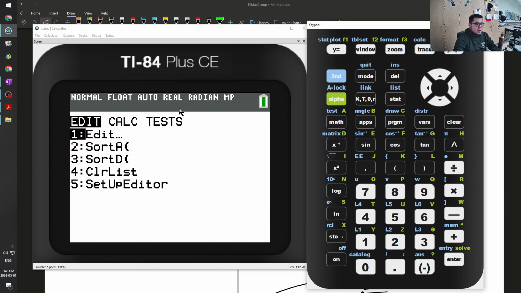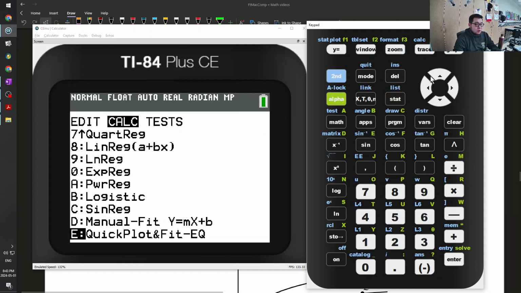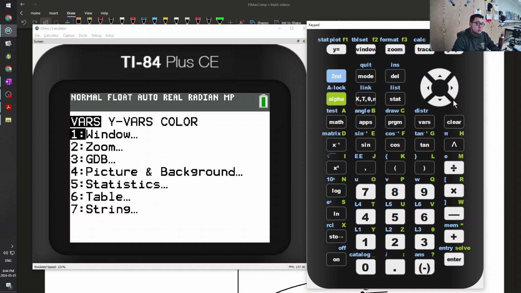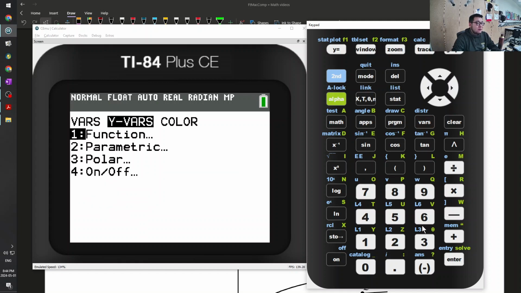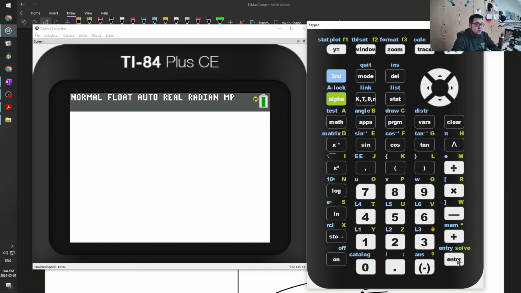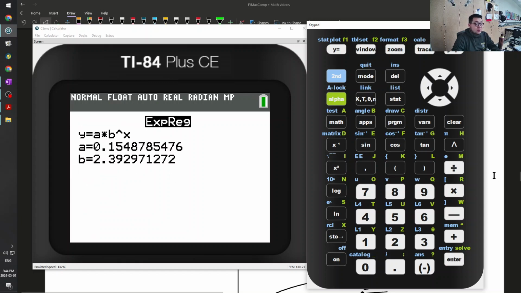With stat calc, then press 0 for exponential regression. Then list 1 is second 1, comma, list 2 is second 2, comma, y1 is under variables, so that you don't have to type into y1. So under variables, press right for the y variables, go to function, and then go to y1. Okay, then it will do the exact same thing as your little wizard did for you.